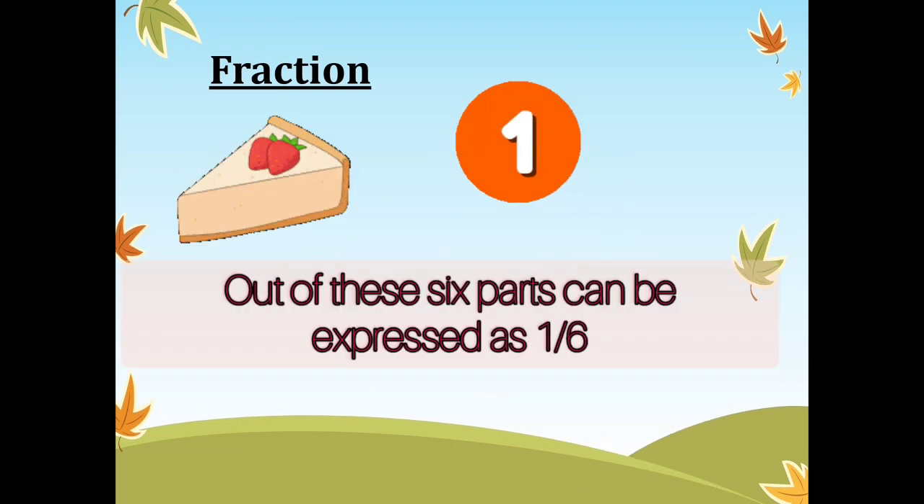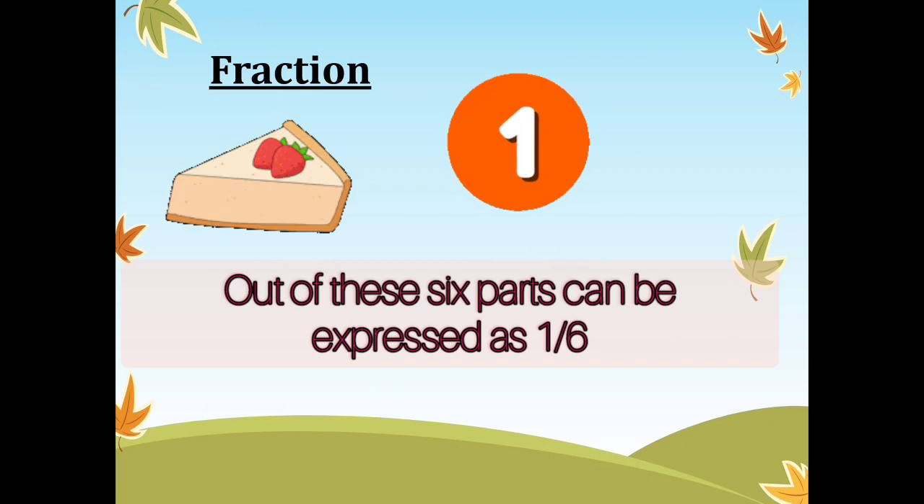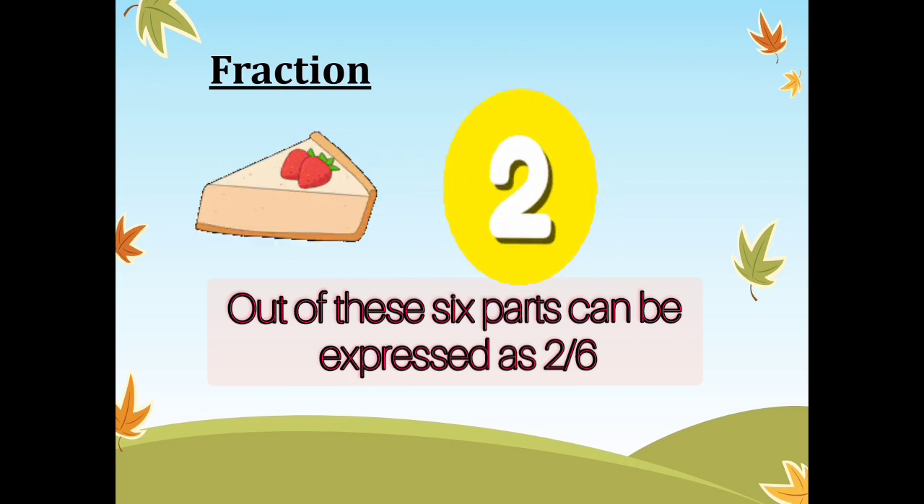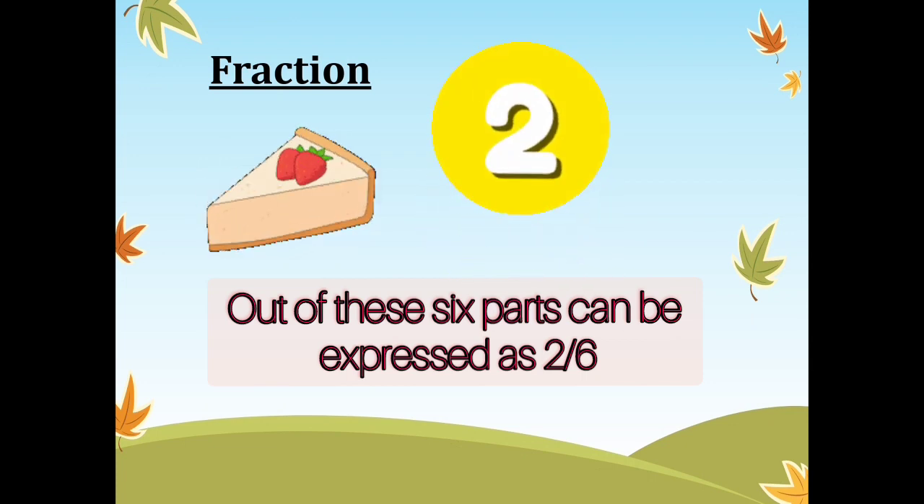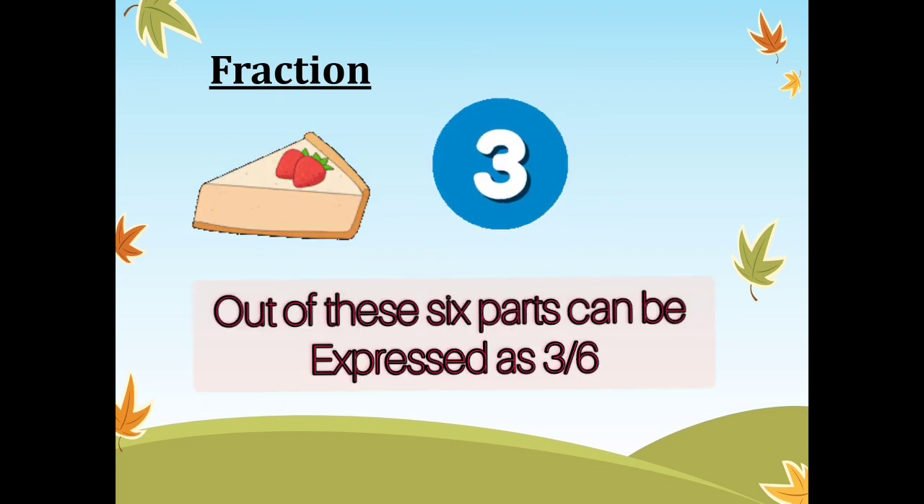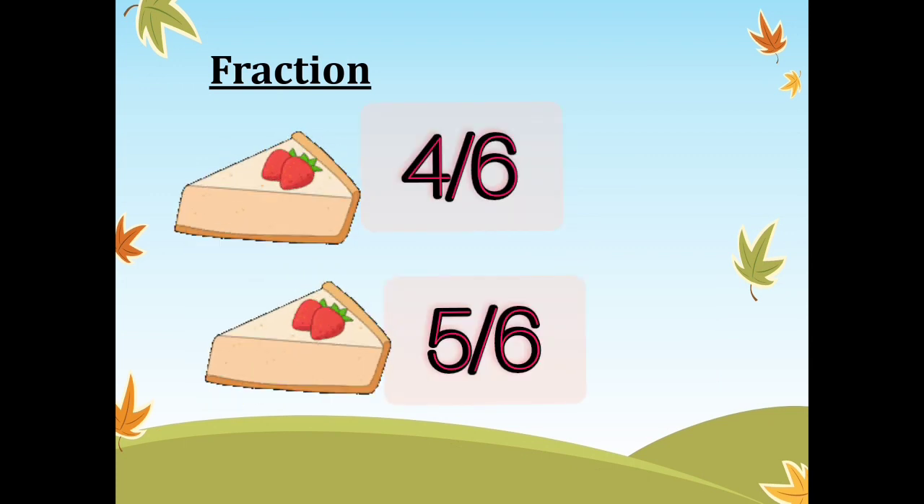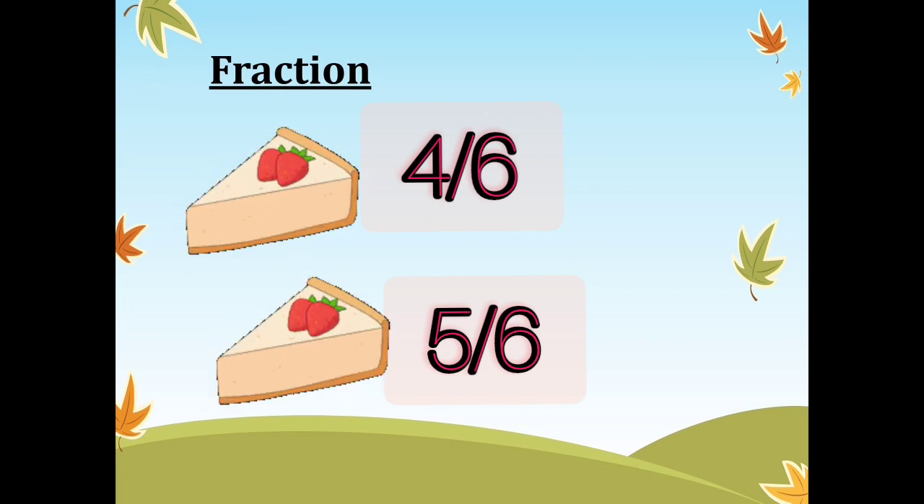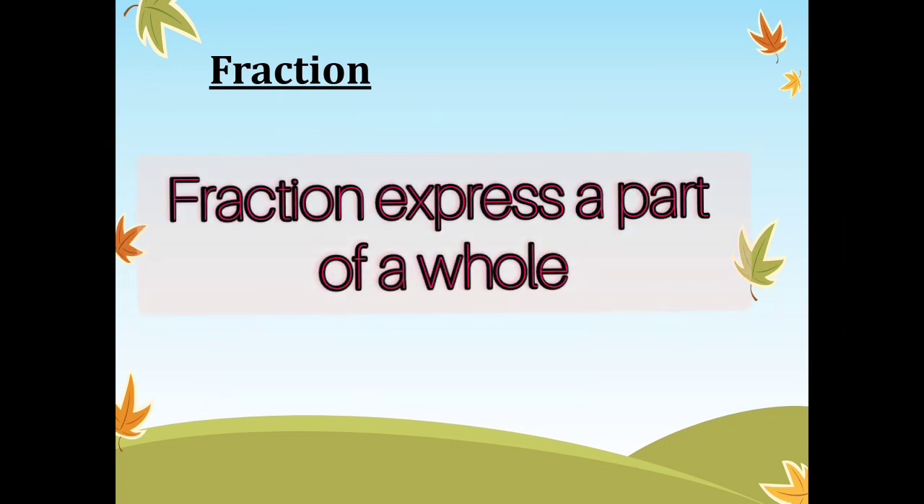Now, one out of these 6 parts can be expressed as 1 by 6. 2 out of these 6 parts can be expressed as 2 by 6. 3 out of these 6 parts can be expressed as 3 by 6. And for 4, 4 by 6, 5, 5 by 6. It means a fraction expresses a part of a whole.